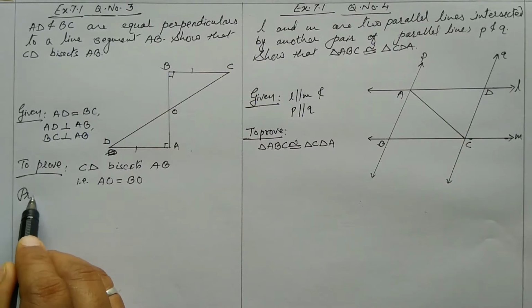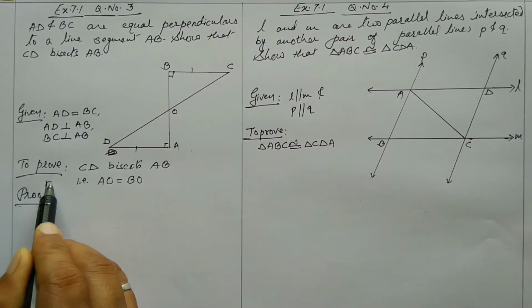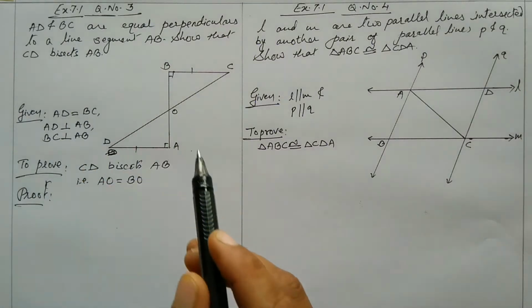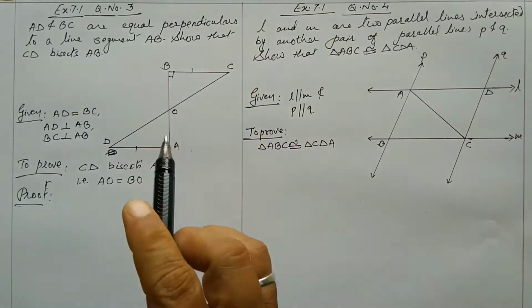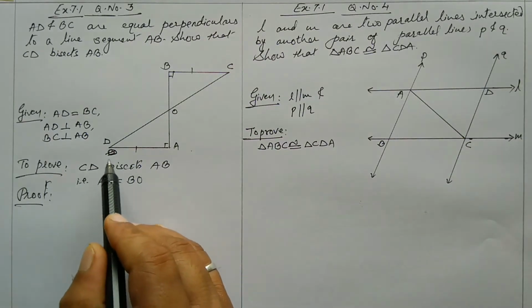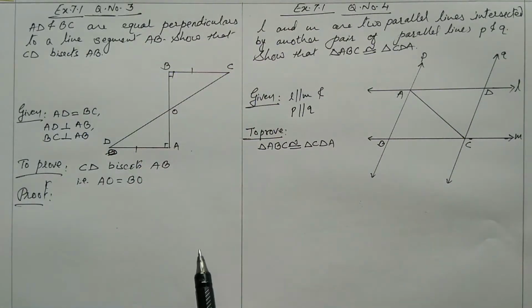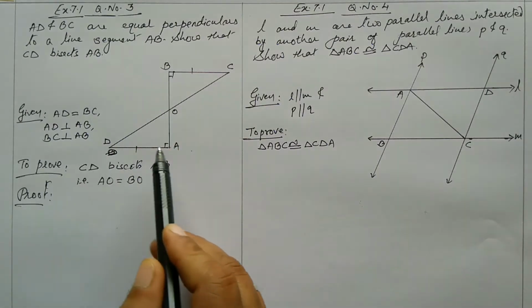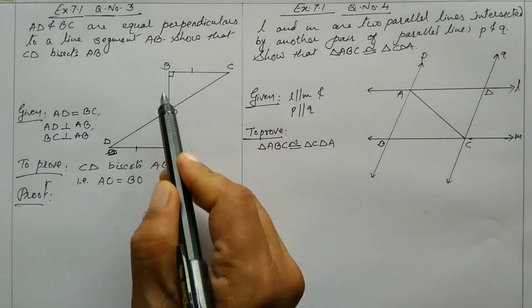See the proof. Now it is given that BC and AD are perpendicular to AB. What is the meaning? BC is perpendicular to AB and AD is perpendicular to AB means this angle is 90, this angle is 90.